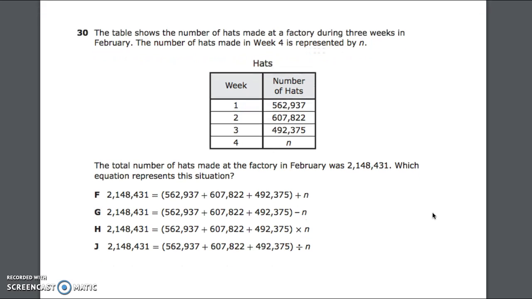Number 30. The table shows the number of hats made at a factory during 3 weeks in February. The number of hats made in week 4 is represented by N. Hats, week, number of hats. The total number of hats made at the factory in February was 2,148,431. Which equation represents this situation?